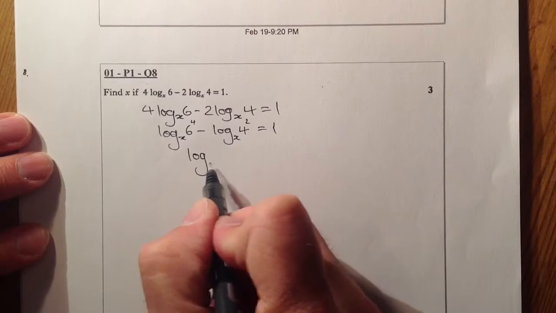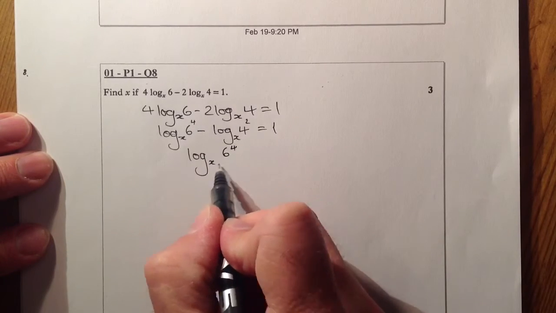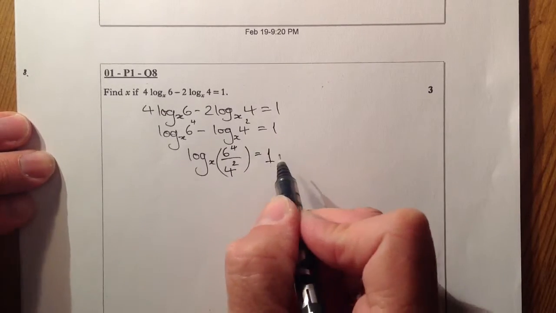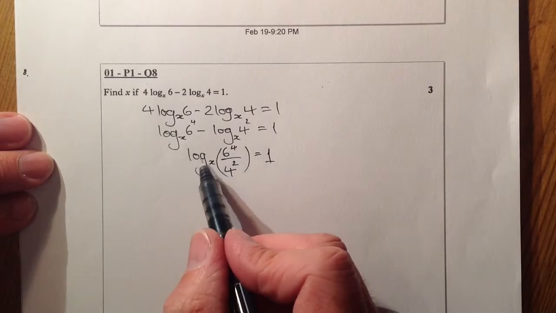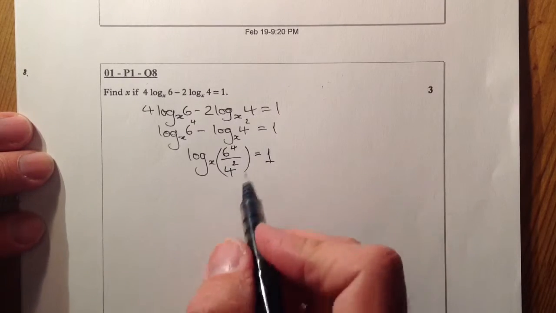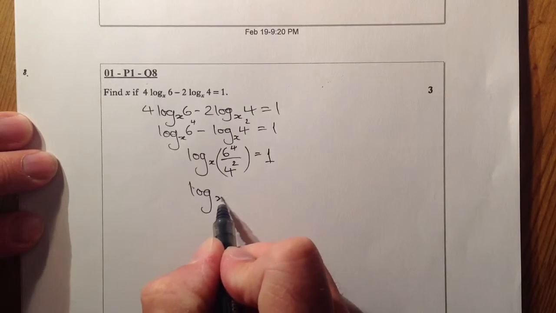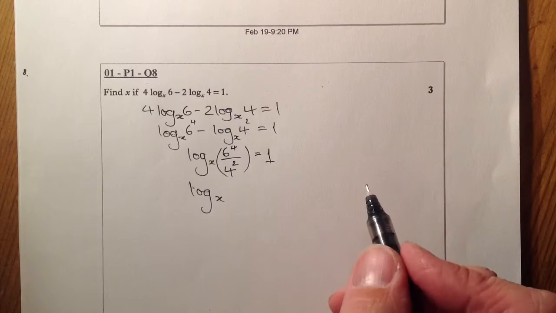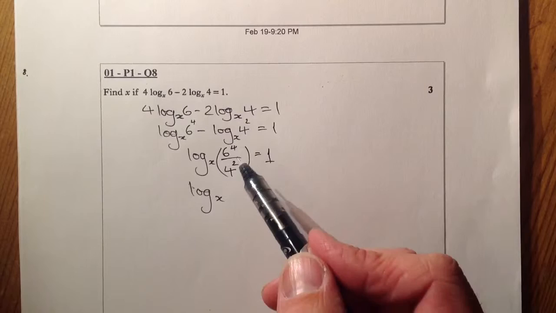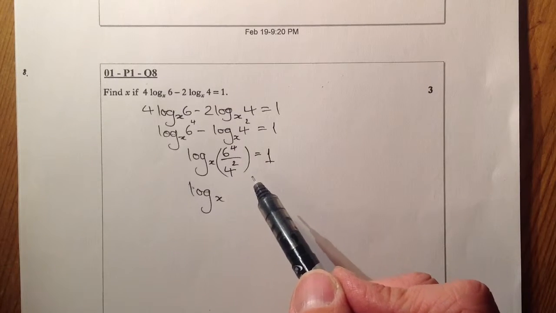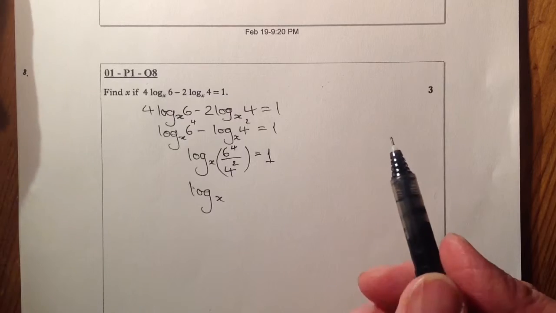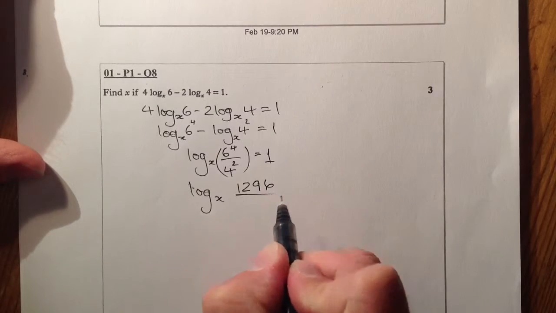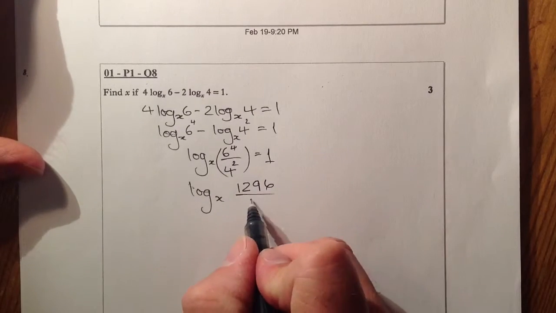So under the one log, I've got 6 to the power of 4 all over 4 to the power of 2, and that equals 1. From there I'll multiply out the 6 to the power of 4, and I can do some calculations at the side. 6 times 6 is 36. 36 times 6, 216. 216 times 6 would be 1296. So on the top there, we've got 1296, all divided by 4 to the power of 2, which will just give us 16.